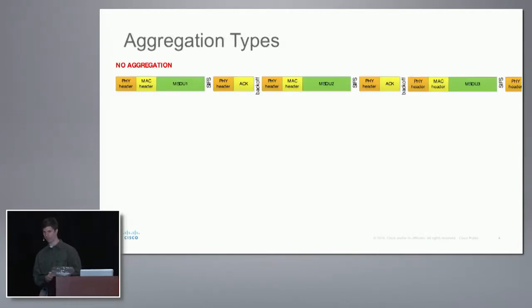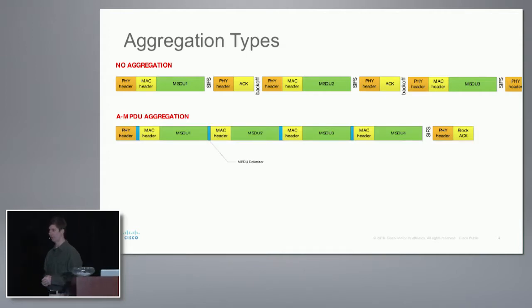So what are the different aggregation types? First, you don't aggregate at all. So you have a PHY header, MAC header, MSDU, and then there's an acknowledgement for that frame. It's a one-to-one acknowledgement. This is what you had with legacy 11a. And it works well, but it's just not very efficient.